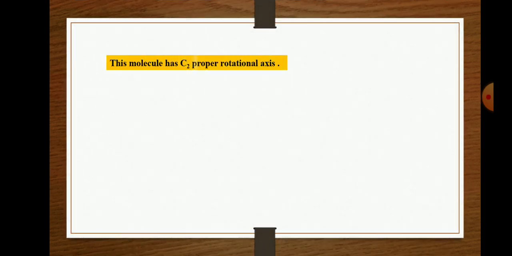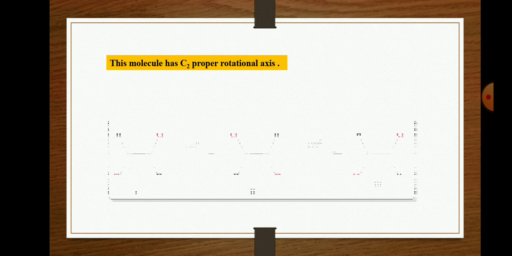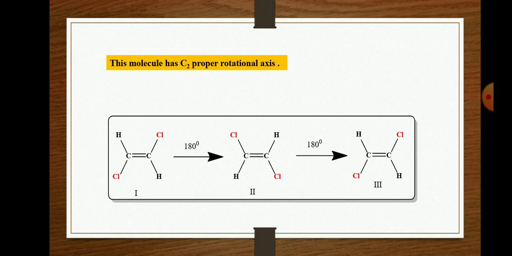Now, this molecule has a C2 proper rotational axis. How? We have to understand it now, students. First we draw the trans dichloroethylene molecule. Now, by passing an imaginary axis through the center of the two carbon atoms and rotating the molecule by 180 degrees, we get a second configuration, which is the same structure but not equal.